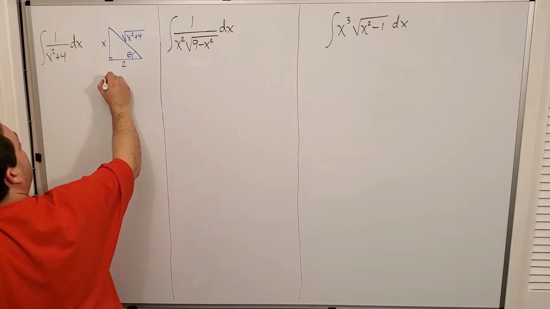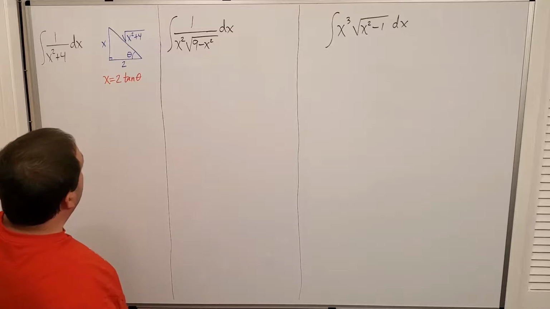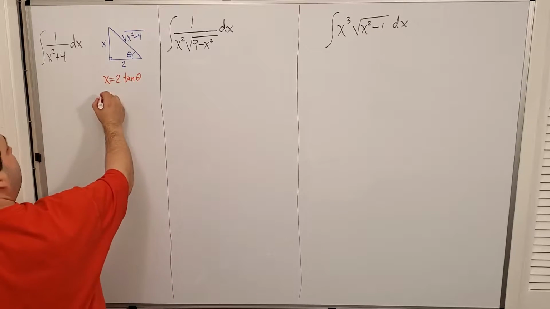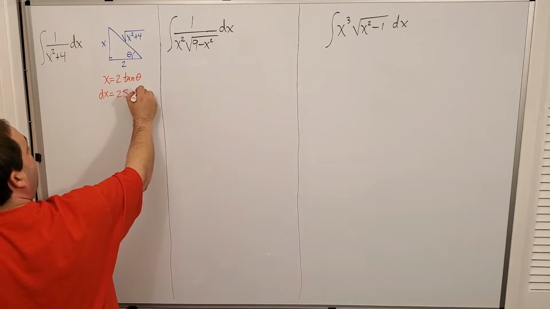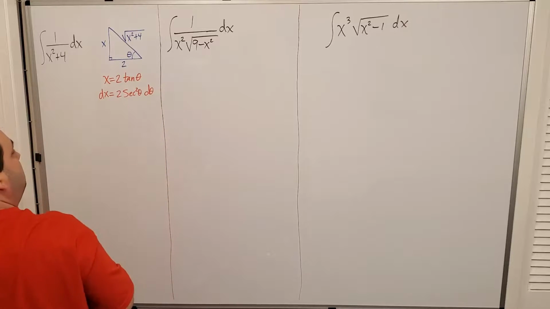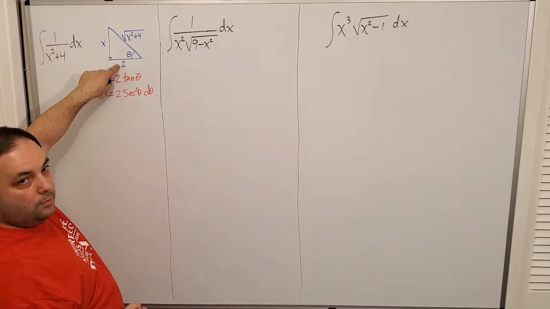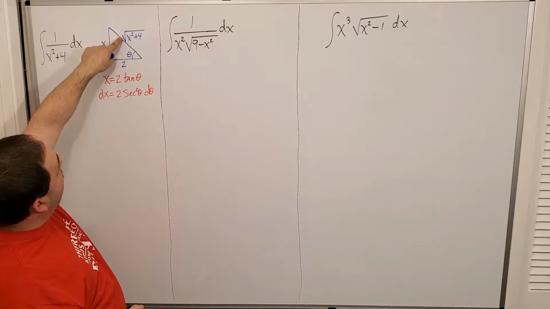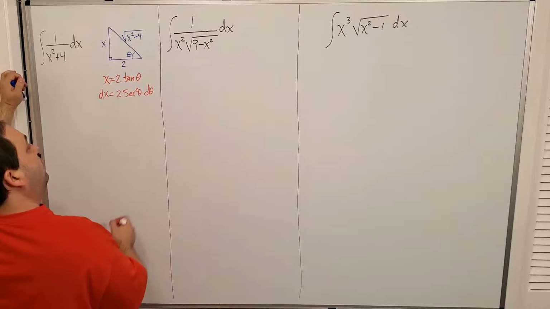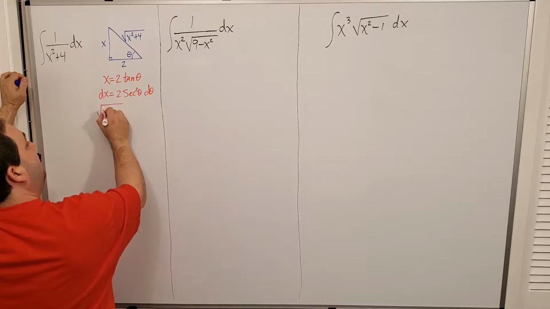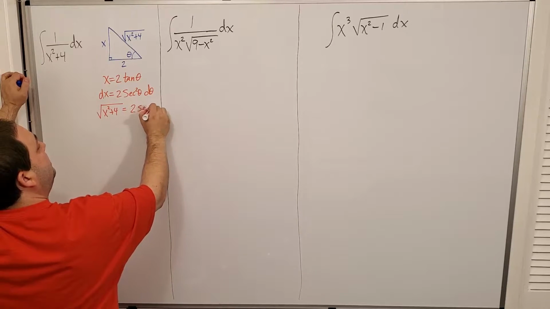Therefore, x would be equal to 2 tangent theta. And then I take the derivative to get my differential, dx. Derivative of tangent is secant squared, and then d theta. And lastly, I notice that hypotenuse divided by adjacent would be secant. Therefore, the square root of x squared plus 4 divided by 2 would be secant of theta. Or in other words, the square root of x squared plus 4 would be equal to 2 secant theta.